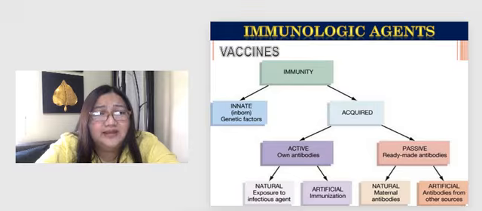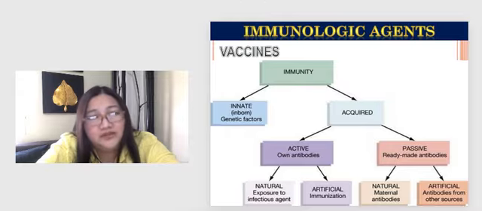Nung nahawa ka ng bulutong, automatic yung katawan mo gumawa ng sariling antibody. Okay, nahawa ka dun sa kapatid mo. So, natural active antibody yon. So, nag-develop ka ng antibody against the chickenpox virus. That's why you have a higher chance of not getting chickenpox again. Okay? Yung pangalawa naman, yung artificial active.